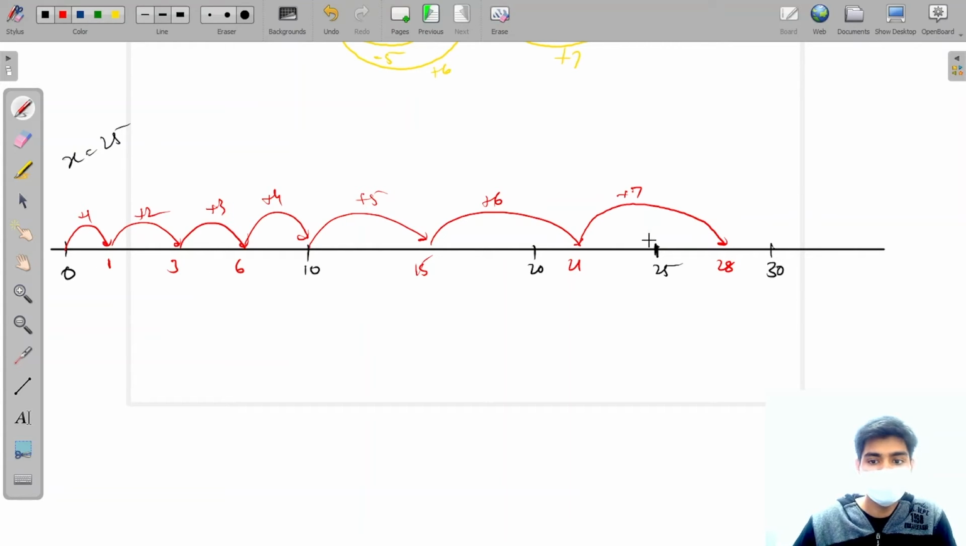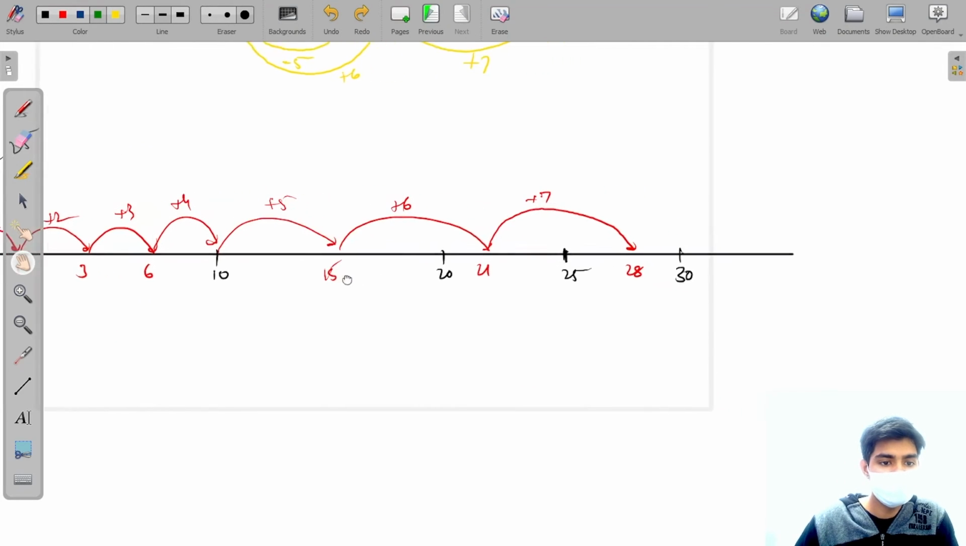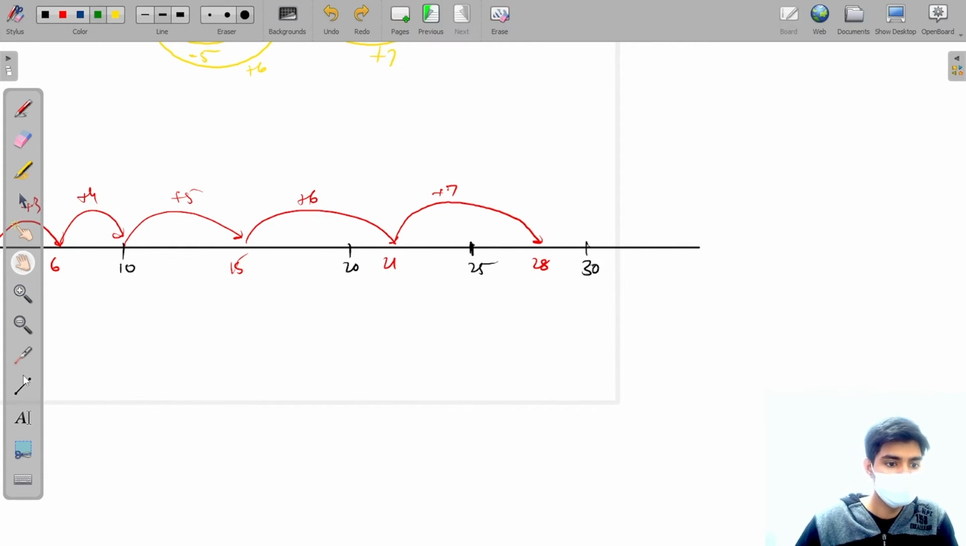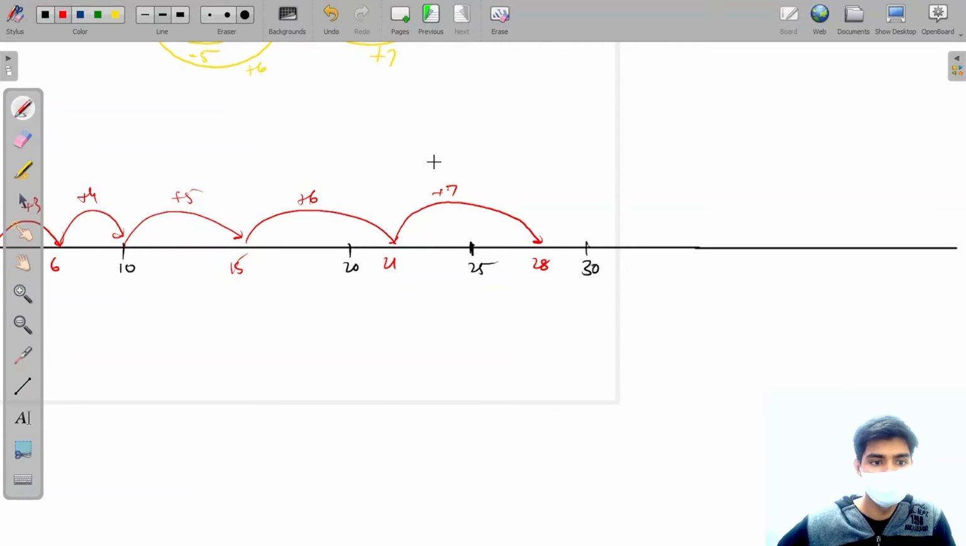Now, the distance between me and 25 is 3 units, right? Distance is 3 units. So, if it is 3 units, then I should take one more jump, right? So, I'm going to take one more jump. If I take one more jump, from here, from 28, I will go plus 8, right? This will get me to 36.